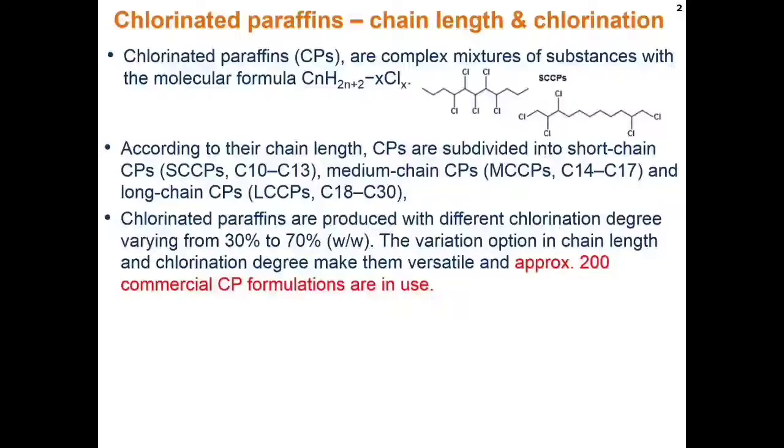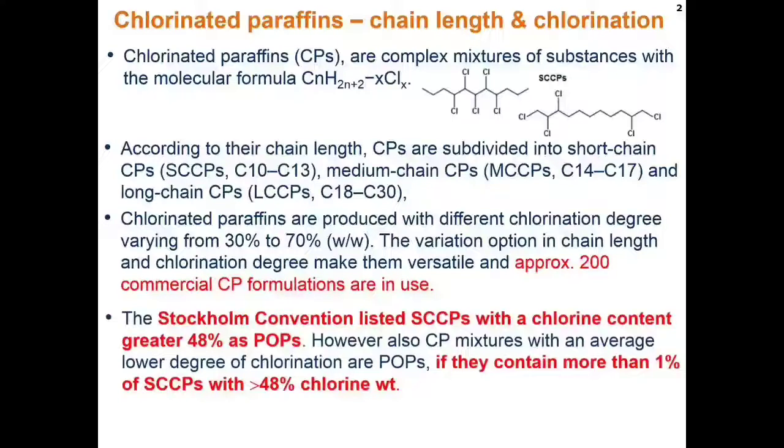Chlorinated paraffins are produced with different chlorination degrees. This means they can contain 30% chlorine or up to 70% chlorine. The major chlorinated mixtures which are made contain about 52% chlorine. And these various options of chain length and chlorination degree make them very flexible and versatile. Today, approximately 200 commercial chlorinated paraffin formulations are in use.